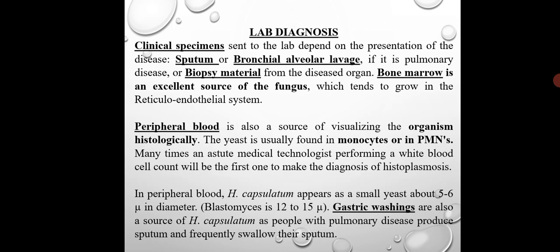And for the treatment of this infection, histoplasmosis, we use antifungal drugs. The most effective antifungal agent for the treatment of histoplasmosis is amphotericin B, and one can also prefer ketoconazole and itraconazole for a consecutive 3 weeks.